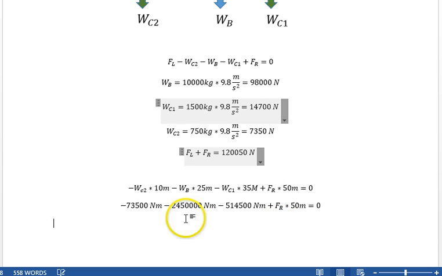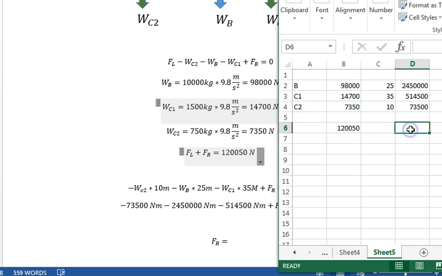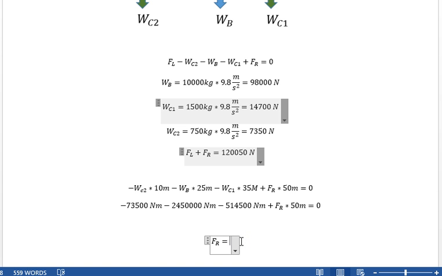So I'm going to take all of this stuff to the other side and divide by 50. I'm going to get FR equals the sum of the torques divided by 50 meters. So that's 60,760 newtons. That is FR.